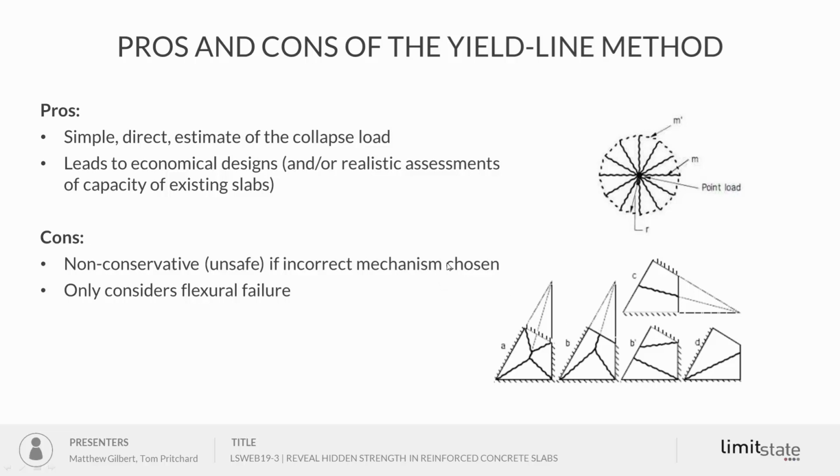That is a key area that we're able to address with the automated method. We take the guesswork out of the process effectively. Second con, which we don't seek to address, is that it does only consider flexural failure. So punching shear failure, for example, is not explicitly considered, and deflections under service load, for example, is another area which is not covered by the yield line method.